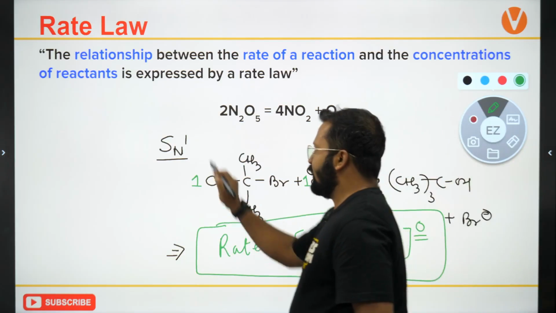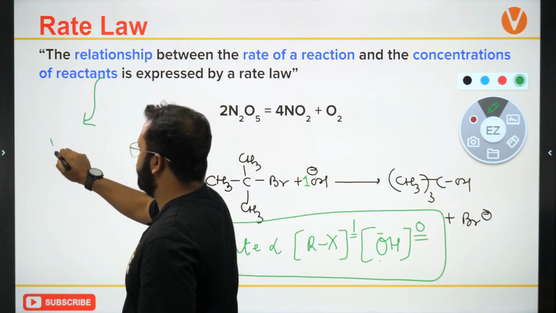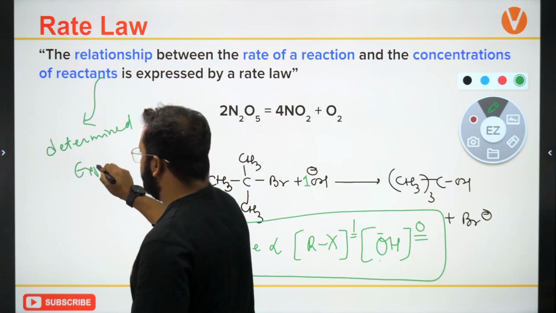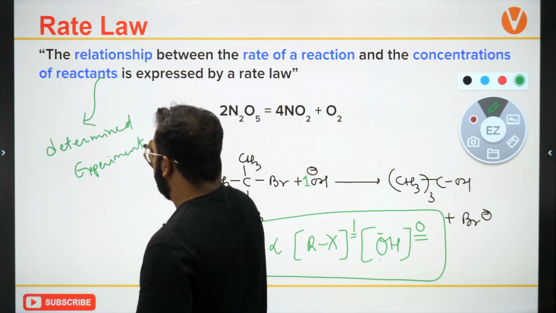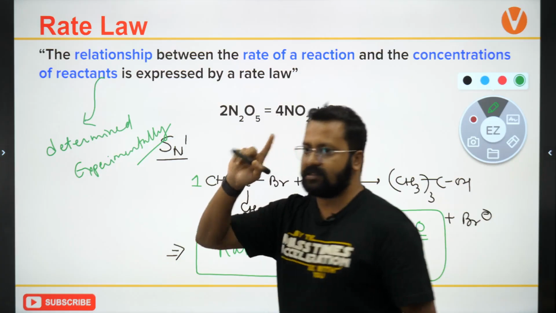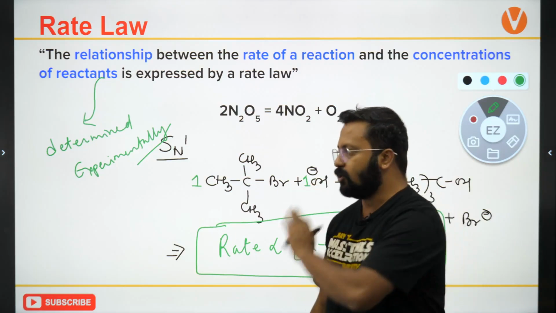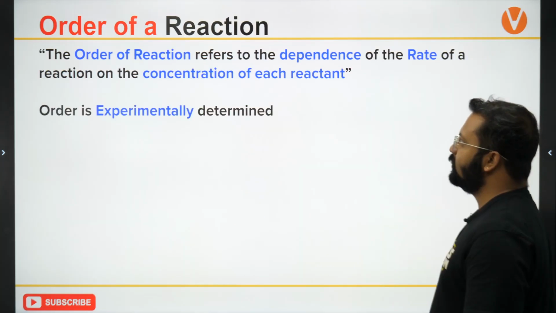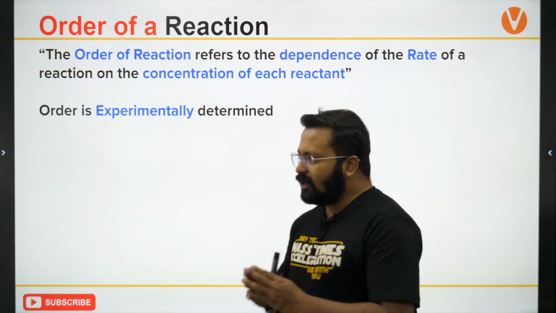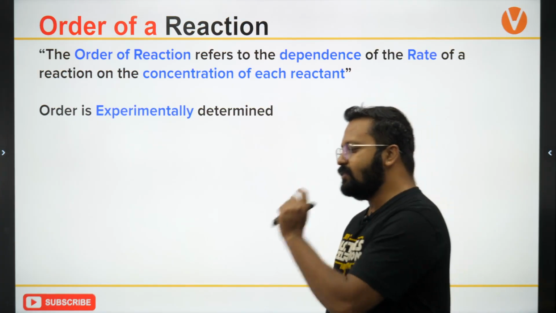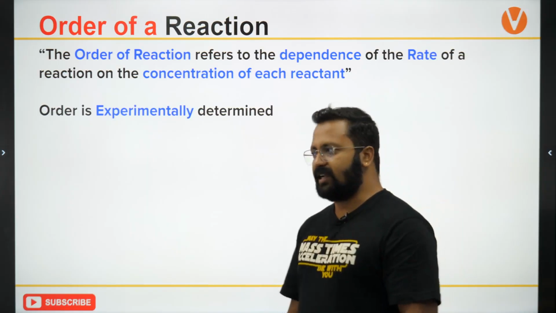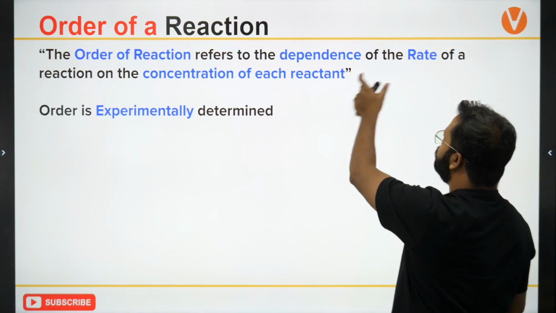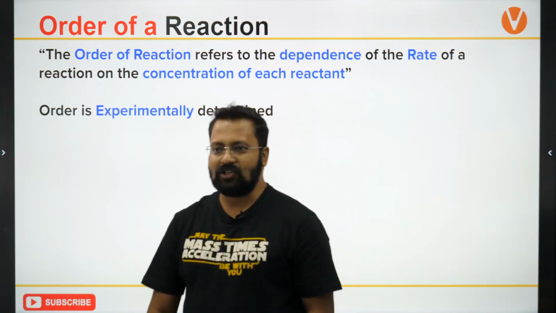And rate law, can I say this is determined experimentally? So never ever say that it is determined theoretically. It is always determined experimentally. Let's look at what is order. So what is order? Order of a reaction tells us that in the rate law, how is the rate dependent on the concentration? The order of a reaction refers to the dependence of rate on the concentration of each reactant.